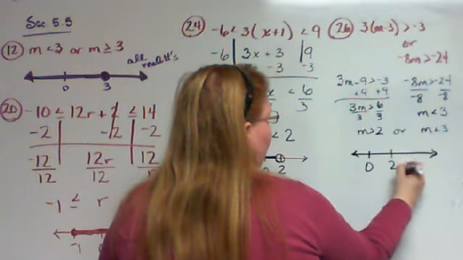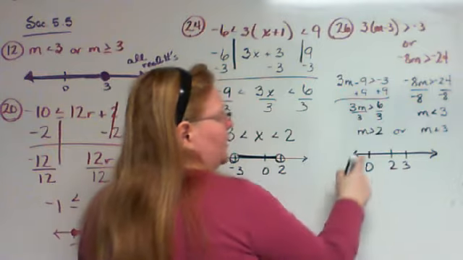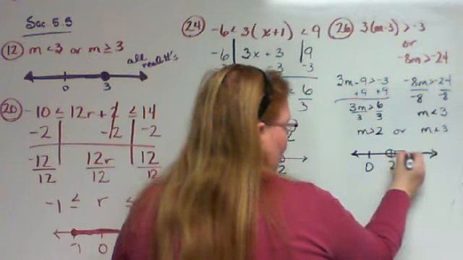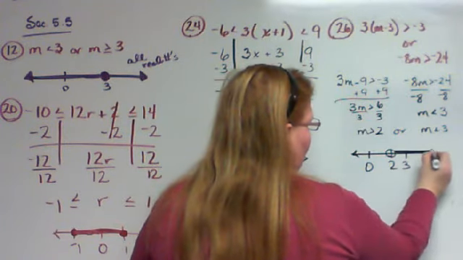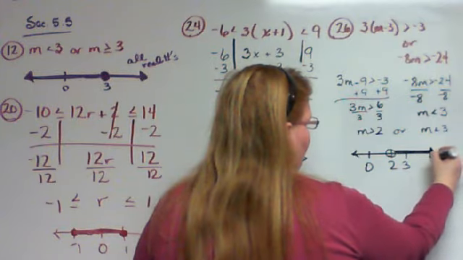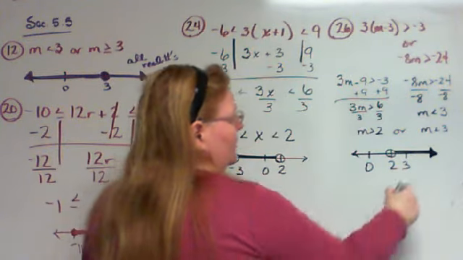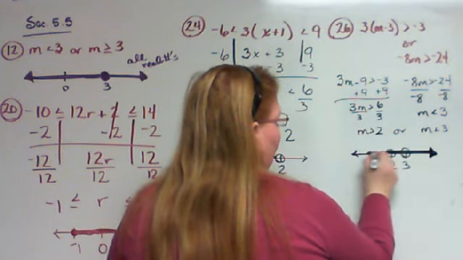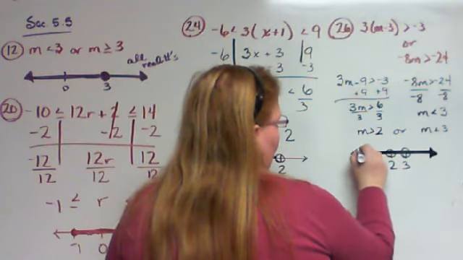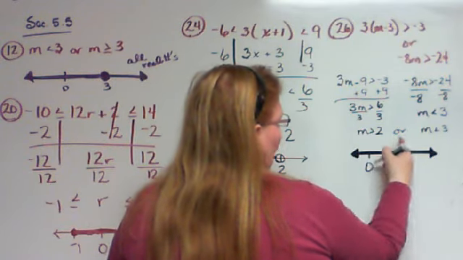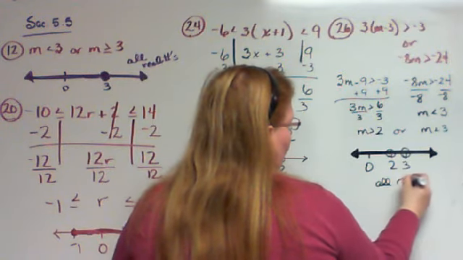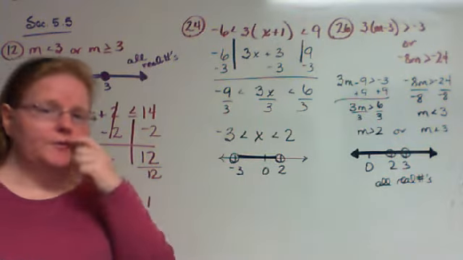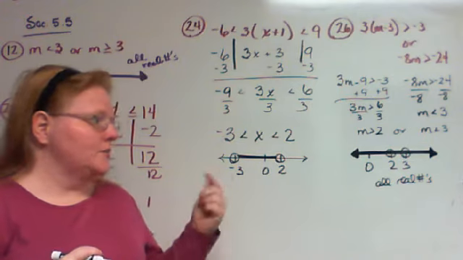My 0, my 2, and my 3. M being greater than 2 means it's here with open going that way. Or means everything gets shaded. M going less than 3 means it's here open going this way. So our answer ends up being all real numbers because it's an or problem. If it had been an and problem, it'd just be the stuff in between the two of them. But because it's an or problem, it gets to be all real numbers.